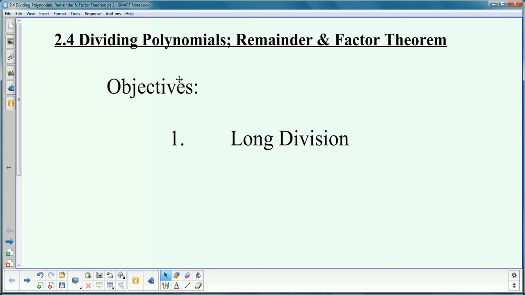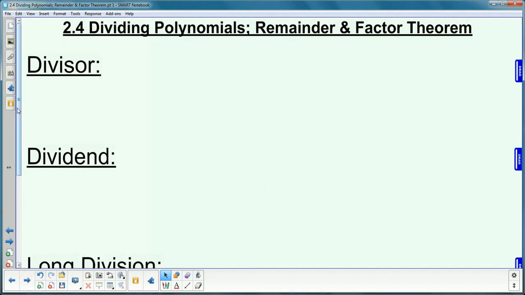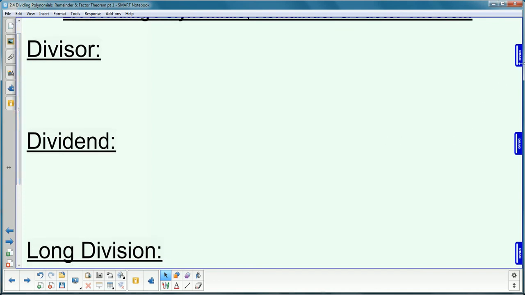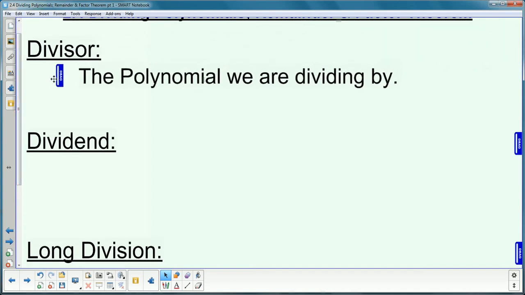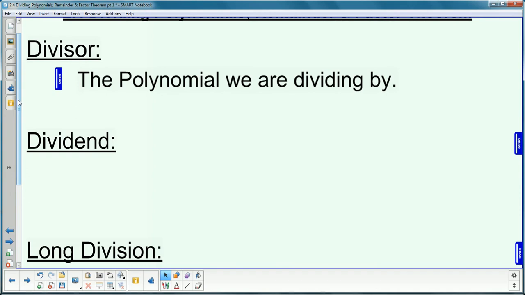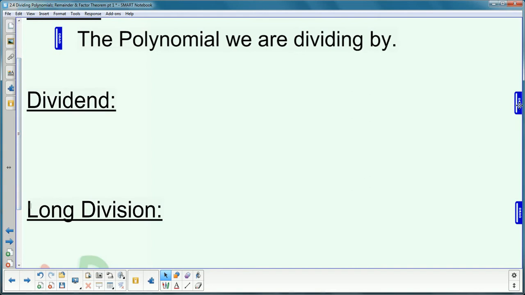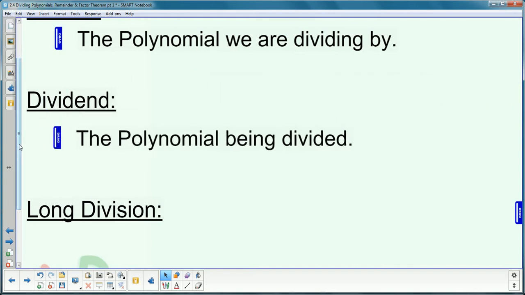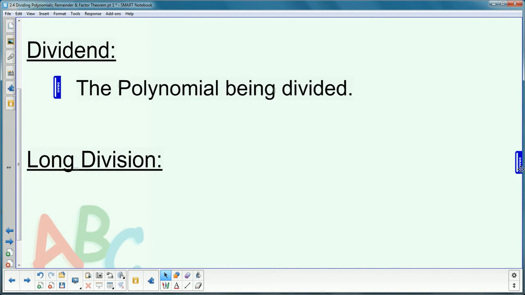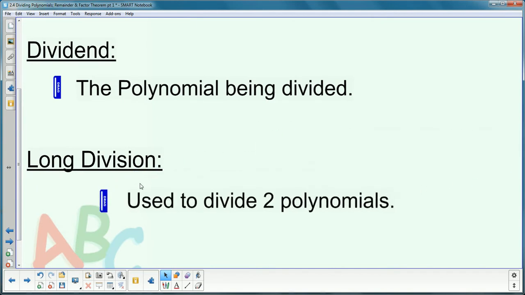Alright, so 2.4 is going to be all about dividing polynomials, and in the first part, we're only going to talk about long division. To do long division, we need to understand a few key terms. Our divisor is the polynomial we are dividing by. If you think about the old style that you did in younger grades, it's the piece outside your division symbol, and your dividend is the polynomial that's being divided. So when we do our long division, we're going to be dividing two polynomials.